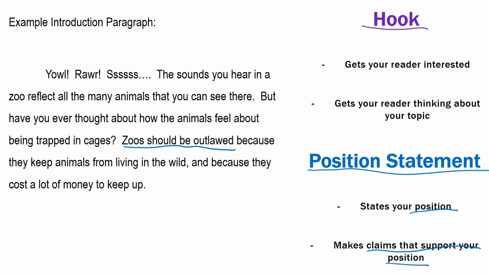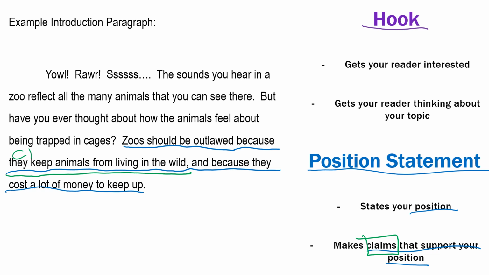It says zoos should be outlawed because they keep animals from living in the wild and because they cost a lot of money to keep up. So when we dig deeper, we can find those claims. It says here they keep animals from living in the wild. That's claim 1. And they cost a lot of money to keep up. That's claim 2.